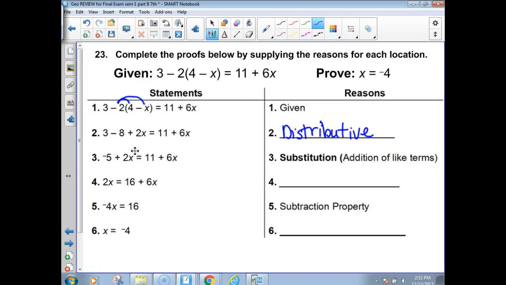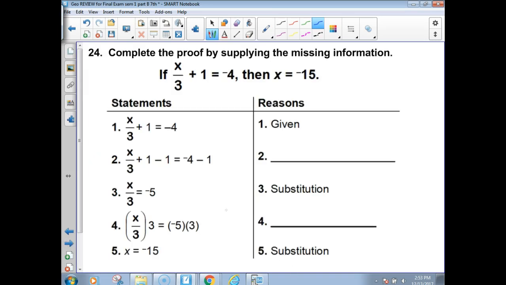Now, after they did the distributive property, they combined like terms, the additional like terms. I do not like using the word substitution. You can just eliminate that altogether. The next step that they did, bless you, was to add 5 to both sides. So this would have been the addition property. And then they already gave you that they did subtraction. What they did was they subtracted 6x from both sides. And then they divided by -4. So the last step was the division property.